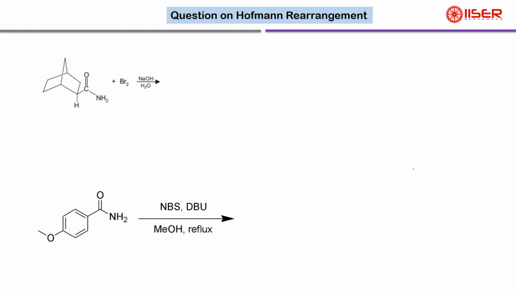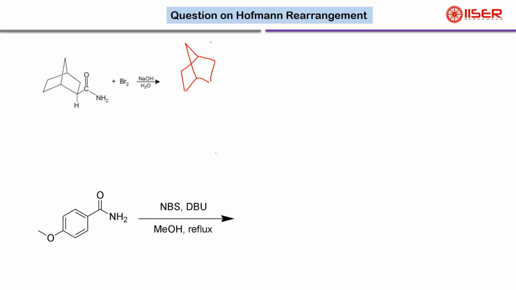So let's try these questions. What will be the product of this one? This is going through a Hofmann rearrangement. So if we just try to draw the product directly. In case of Hofmann rearrangement, what happens? From amide we get amine.